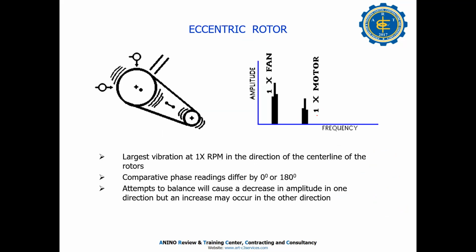Eccentric rotors, okay. The vibration is at 1 time RPM in the direction of the center line of the rotors. So comparative phase readings differ by 0 or 180 degrees. Attempts to balance will cause a decrease in amplitude in one direction and an increase may occur in the other direction. So if there is an eccentric rotor, this is the fan speed. Yeah. We have 1x for the fan and we have 1x for the motor.